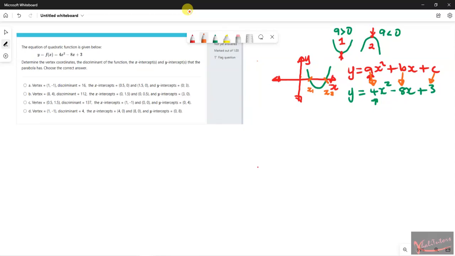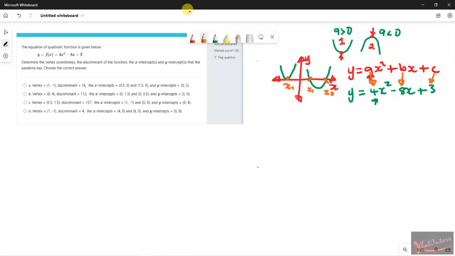There are cases where you only have one intercept. For example, if we had a graph that looked like this, and then turned here, and it only touched the x-axis at the turning point, here we'll only have one x-intercept. That means the graph will only touch the x-axis once. I hope that is clear.